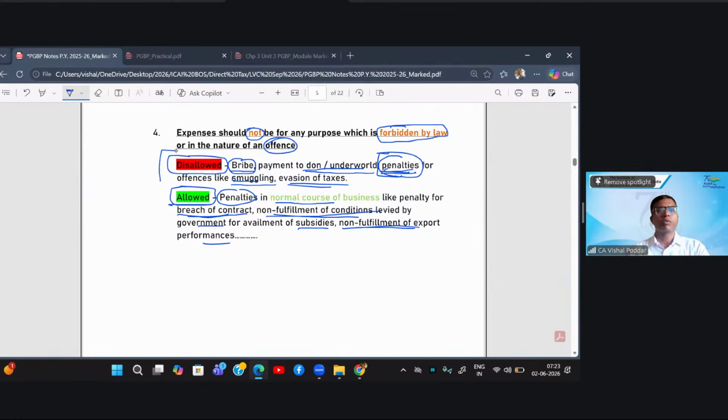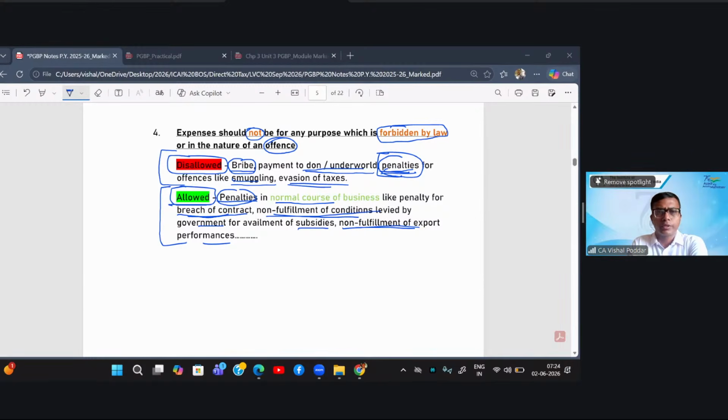When you do something which is a crime, then the penalty payment gets disallowed. But where the act done by you is a mistake as per some law, but not an offense, not a crime, then the penalty paid by you will be allowed. So students, this is what we have done till the previous class.